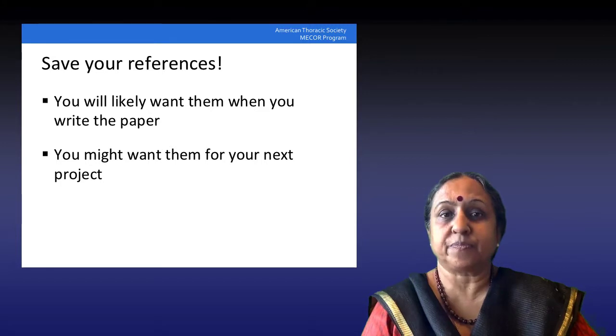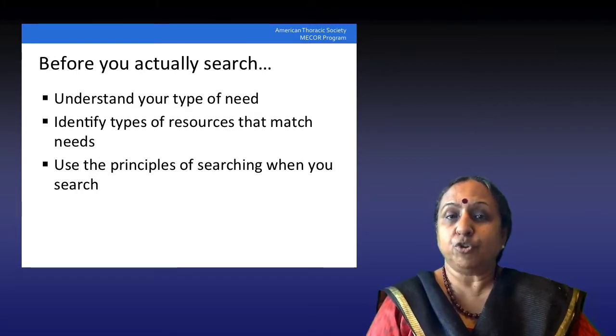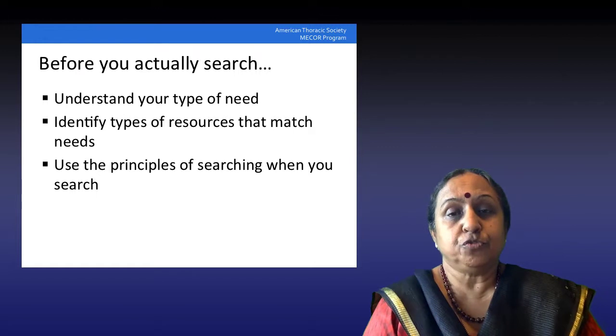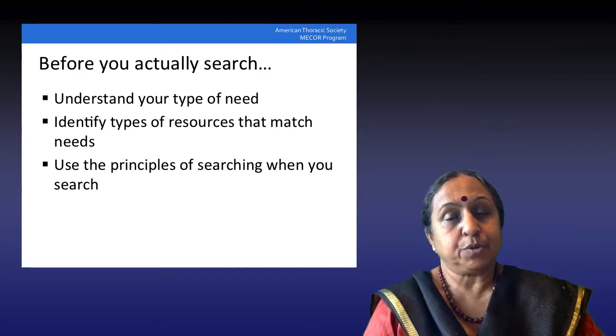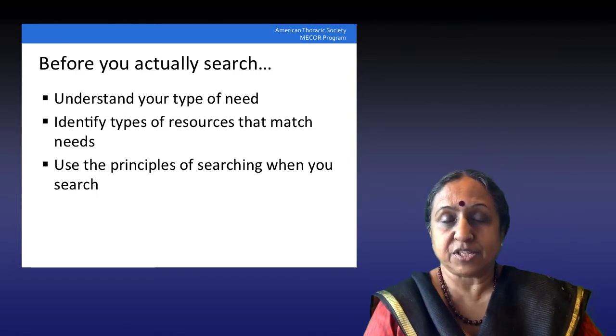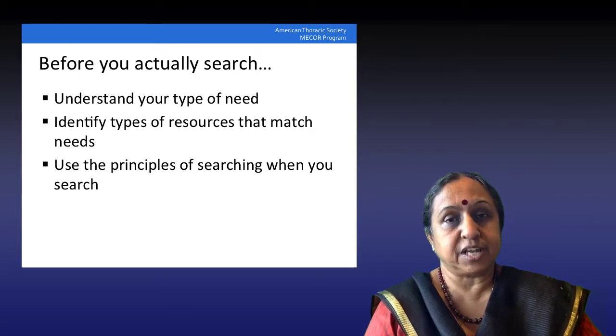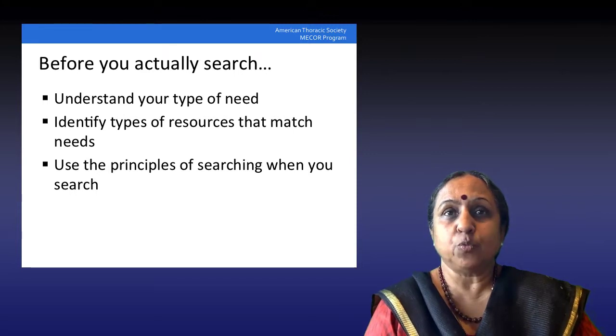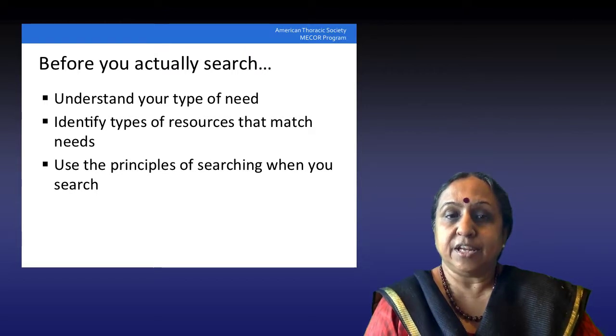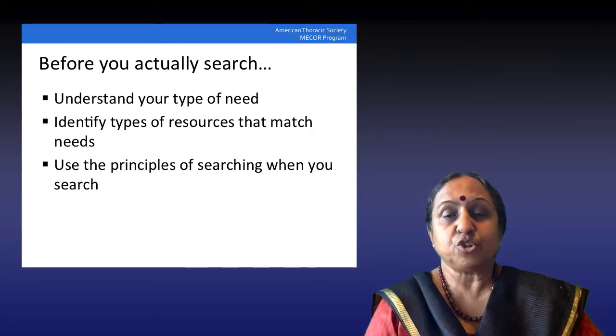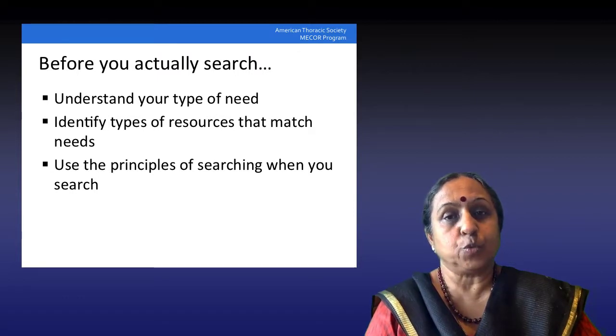And before you actually search, you've got to understand the type of need that you have, in the sense, if you need something for your background or finally for your discussion, you really need something which is just substantiating what you're writing. And then you need to identify the types of resources that match your needs, and you're going to use the principles of searching when you search. So this talk is going to be based on these 3 points.